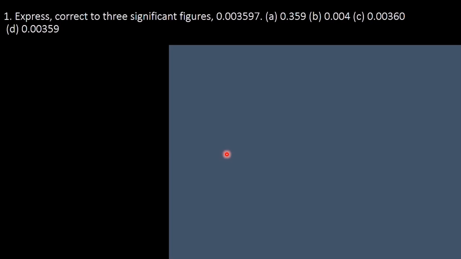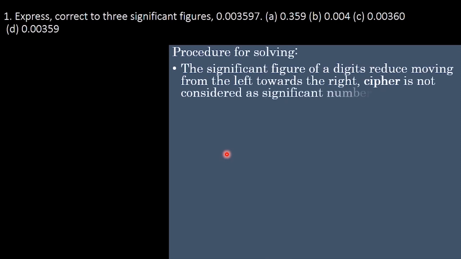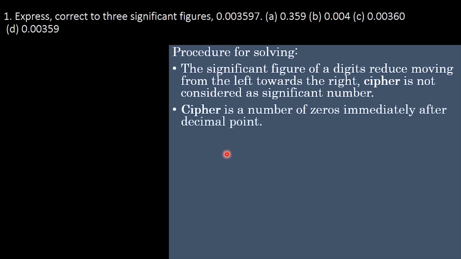Question 1. Express correct to three significant figures 0.003597. Here is the procedure for solving the question. The significant figure of a digit reduces moving from the left towards the right. Zero is not considered a significant number. Zero here means the number of zeros immediately after the decimal point.